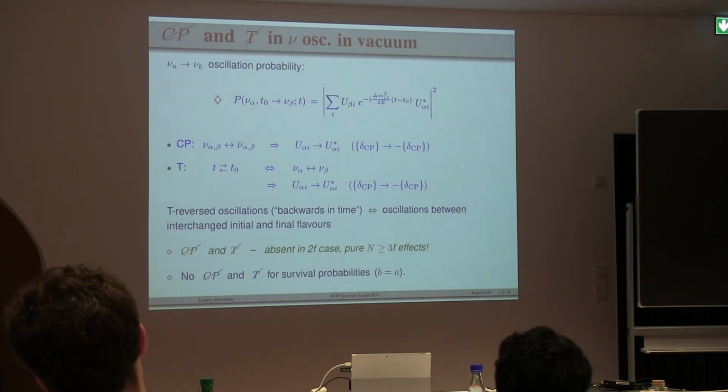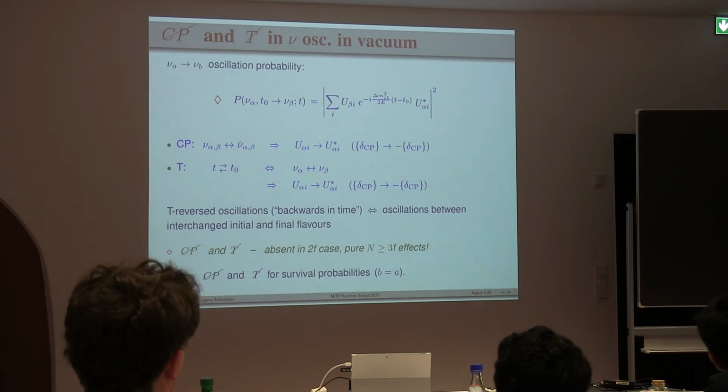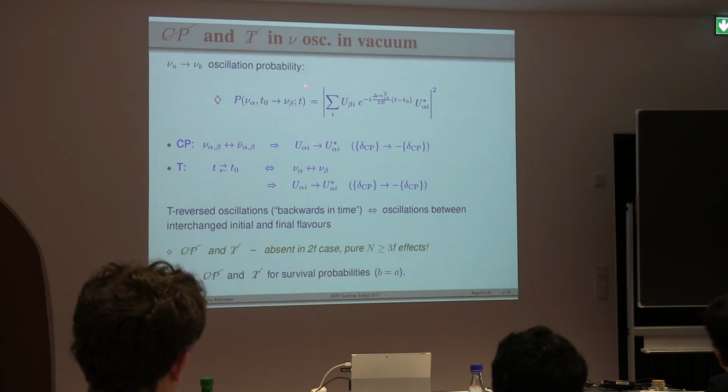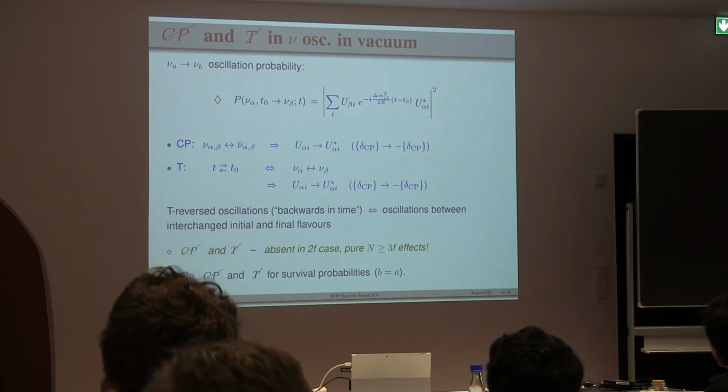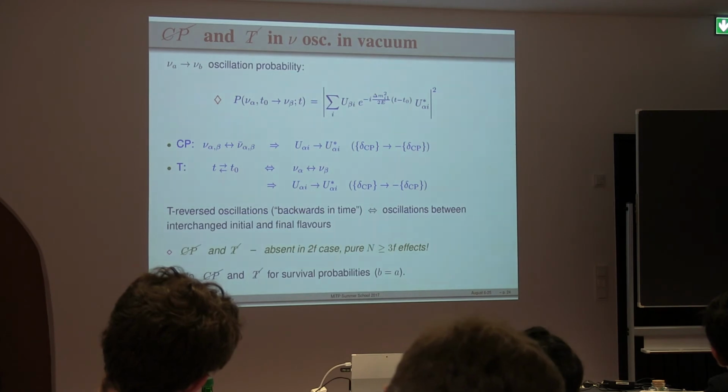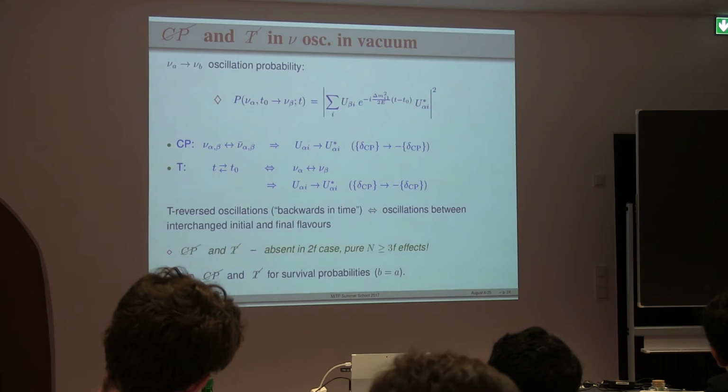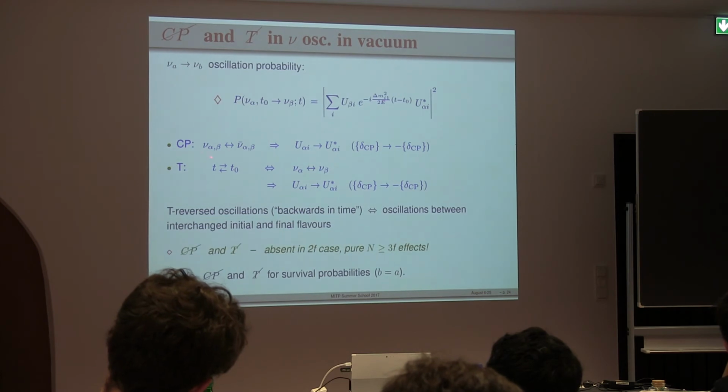Now let's see what happens if we apply CP and T transformation to this probability. CP transformation means that we have to replace particles by their antiparticles. In the neutrino case, we have to replace left-handed neutrinos by right-handed antineutrinos. Okay? This also means that we have to replace the leptonic mixing matrix by its complex conjugate because we go to the antineutrino fields. And this means that all Dirac-type CP violating phases, just one phase in the three flavor case, but in the general n flavor case, a set of Dirac-type CP violating phases, whose number is (n minus 1) times (n minus 2) divided by 2, all of them we have to flip under CP transformation.